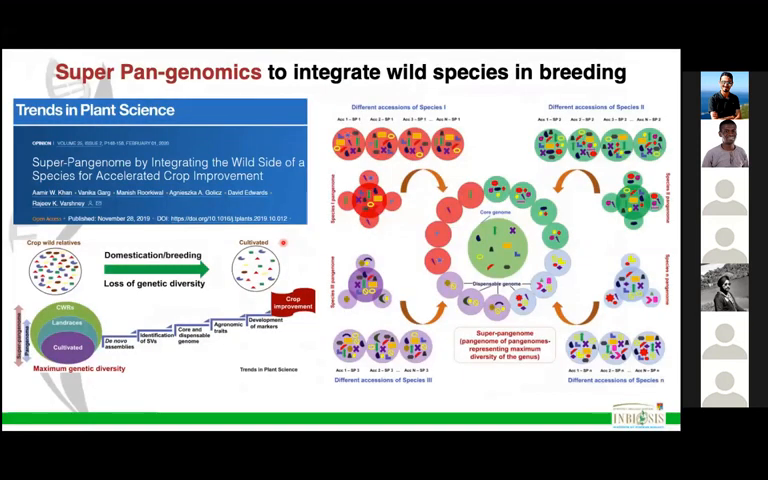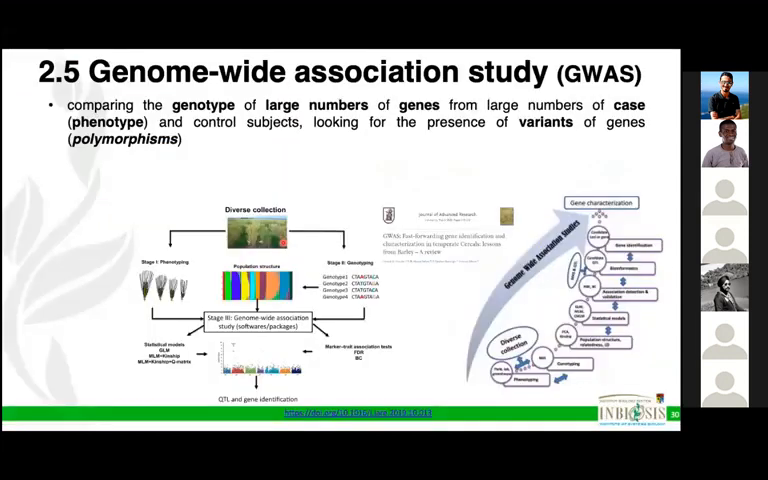Okay, then with all the pangenomes combined from different species and related relatives, you get the super-pangenome. So it's getting more and more complicated, in a way, to combine more and more genomes together. The super-pangenome is the latest trend to help with functional study. And also number 5 is the genome-wide association study.